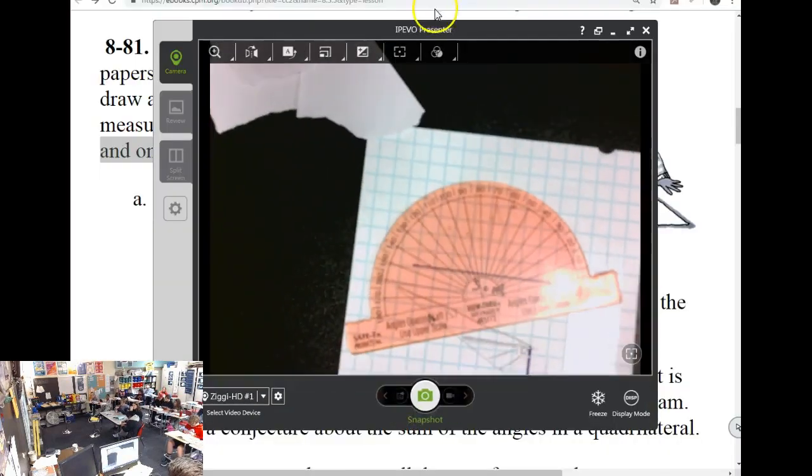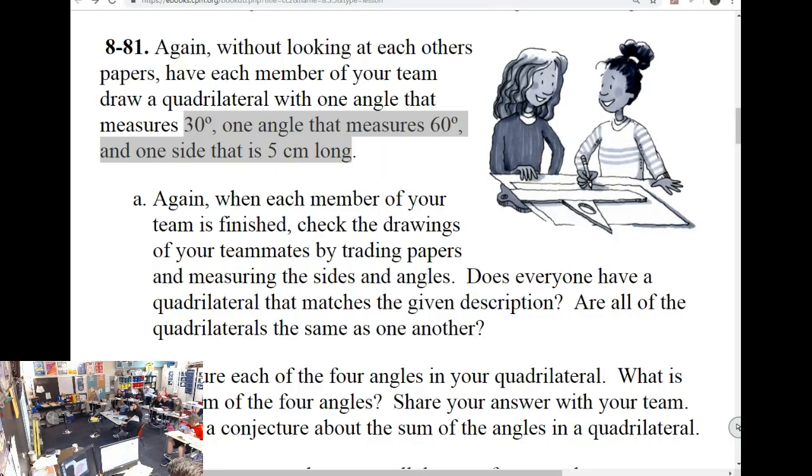Alright, now, do we know what vertex gets the 30 and what vertex gets the 60? Yes. No. We don't, right? I'm going to put that up on the TV. If we look at our instructions, we don't know what's what. So just choose one of your vertices to get the 30.